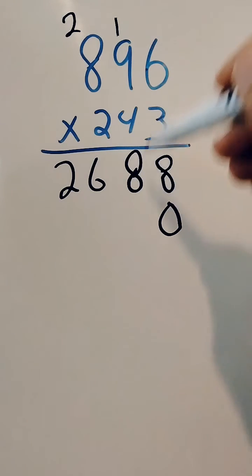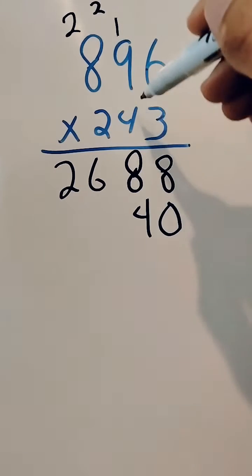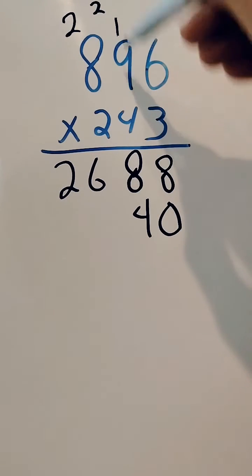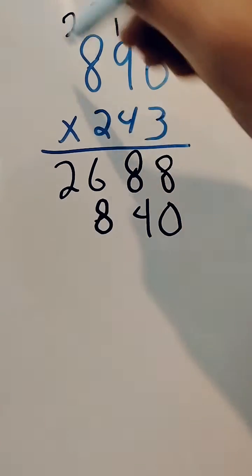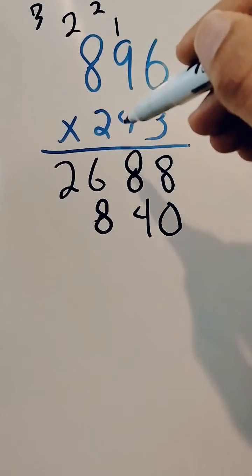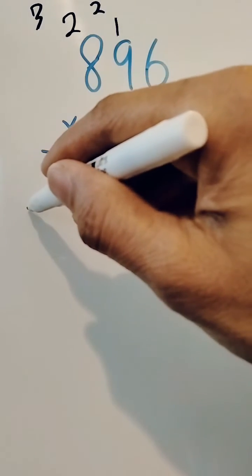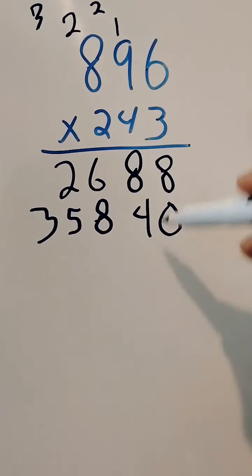So we go ahead. 4 times 6 is 24. We put our 4 there and carry our 2. 4 times 9 is 36, plus 2 is 38. So we'll put our 8 right here, line everything up, and put our 3. And then 4 times 8 is 32, plus 3 is 35. So we're going to put our 35 right here. So now we got our numbers lined up.